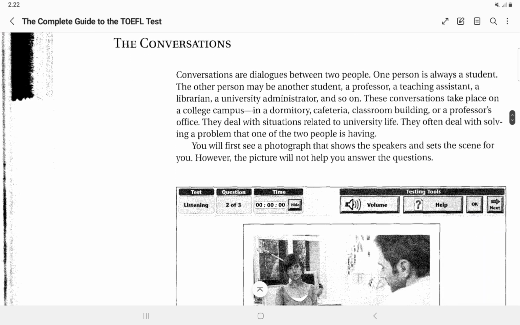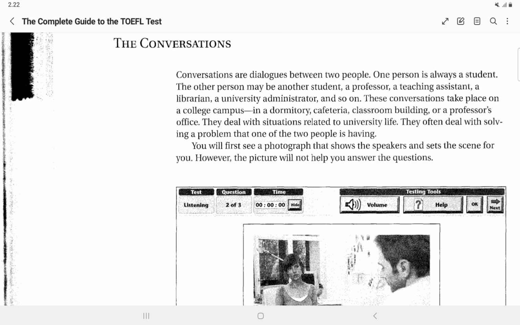The conversations. Conversations are dialogues between two people. One person is always a student. The other person may be another student, a professor or teaching assistant, a librarian, a university administrator, and so on. These conversations take place on a college campus, in a dormitory, cafeteria, class building, or a professor's office. They deal with situations related to university life.